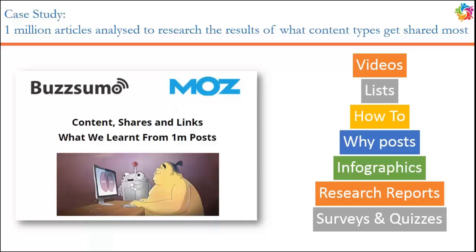Why posts, right? Why 10x content can boost your content marketing ROI by 70%. And I'm just coming up with random topics to give you an example, but that's how it works. These are the top types of content that get shared. Infographics, again, we just saw how infographics have become extremely popular. Research reports, surveys, and quizzes, right?